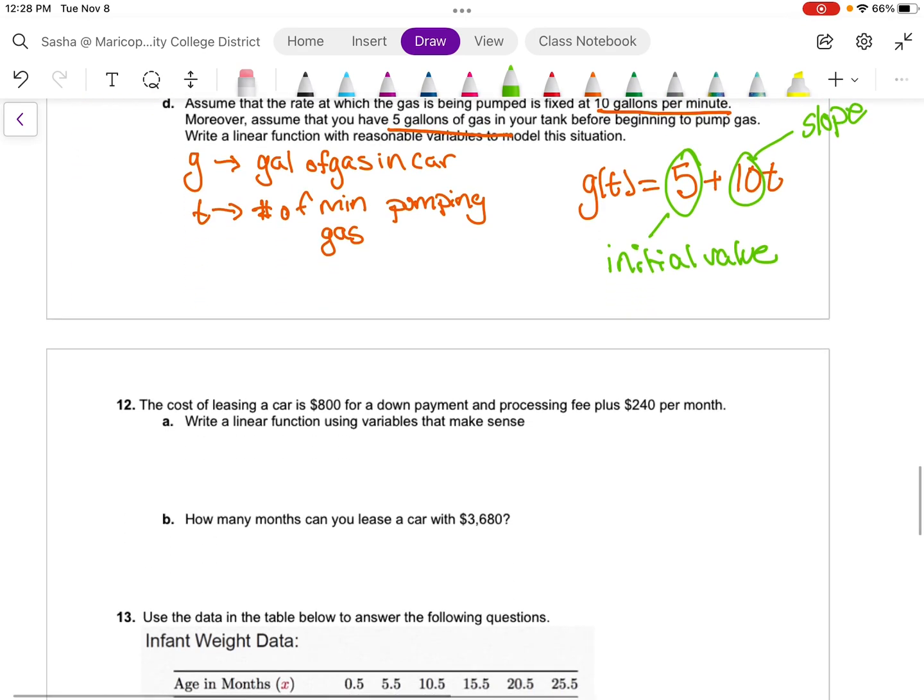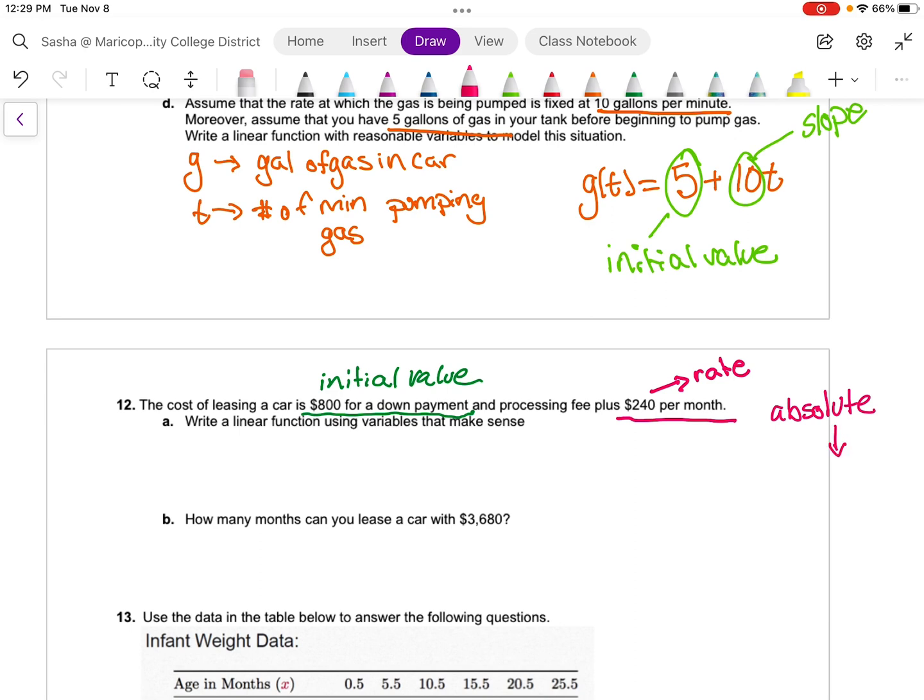All right, number 12. So number 12, we are given that leasing a car, you need $800 for a down payment. So a down payment's going to be like an initial value. And then we're told we also have a $240 fee processing, or a sort of $240 we'd have to pay per month. So this is our rate. And since it's a pay per month, it's additive, which means it's an absolute change. So we're looking at a linear function.